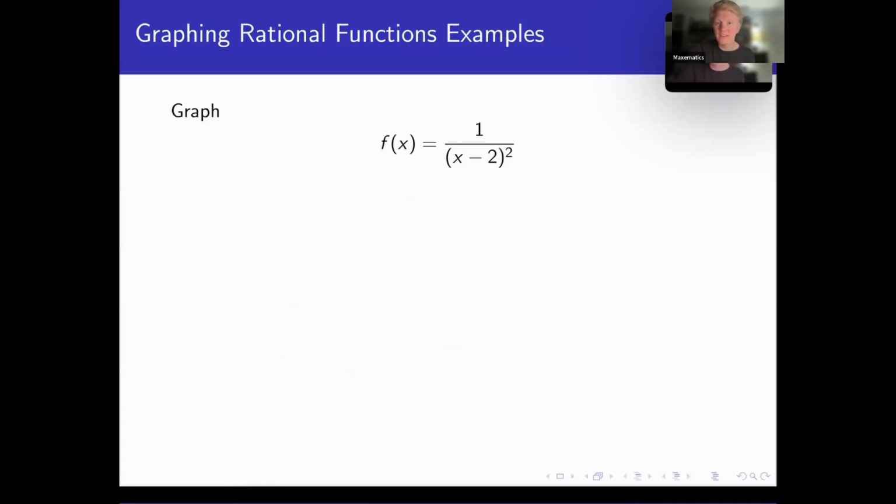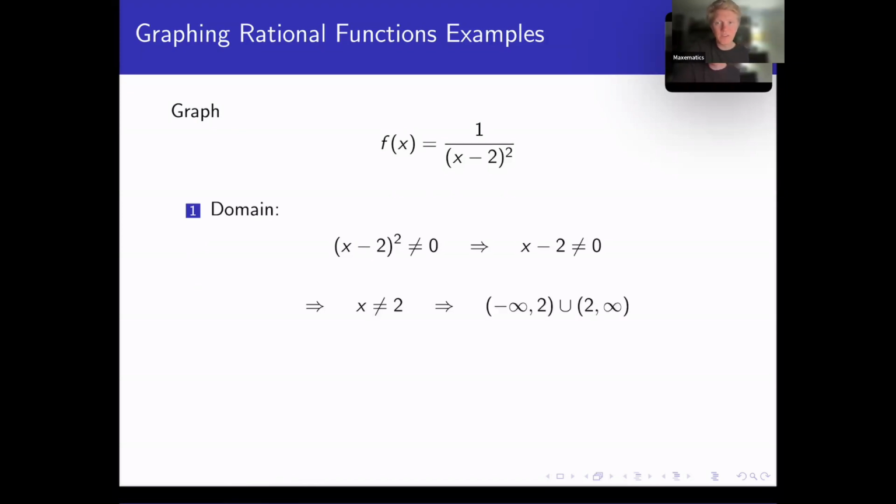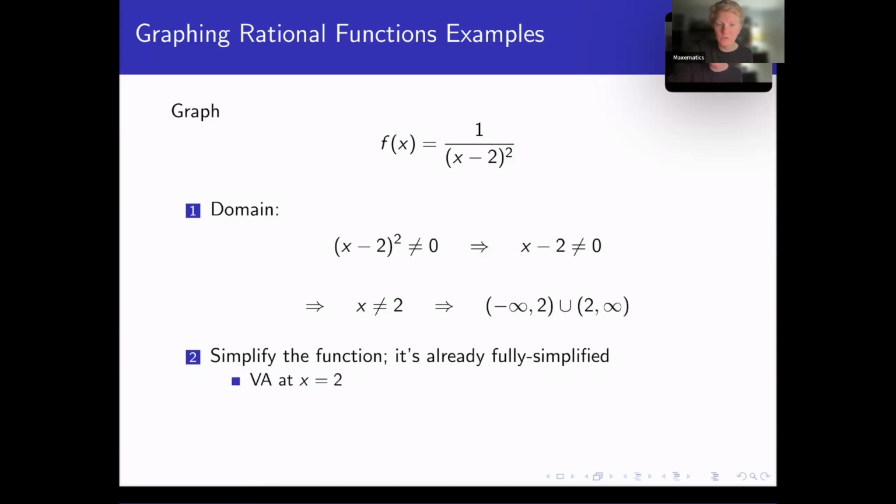Okay, 1 over x minus 2 squared. Domain: set the original denominator not equal to 0. Square root both sides, add 2 to both sides, and we get everything to the left of 2 with everything to the right of 2. All right, let's simplify. We don't have any simplification to do here either. The vertical asymptote is going to be at x equals 2.